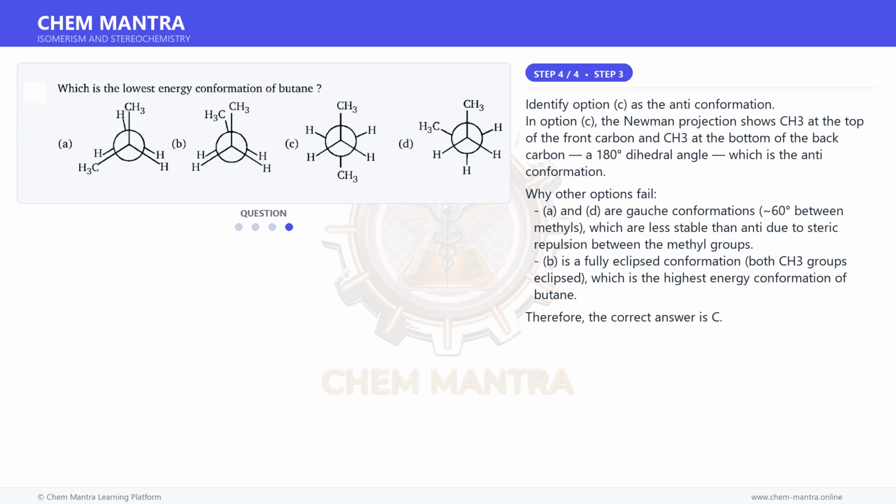Why other options fail? A and D are gauche conformations, 60 degrees between methyls, which are less stable than anti due to steric repulsion between the methyl groups. B is a fully eclipsed conformation, both CH3 groups eclipsed, which is the highest energy conformation of butane.